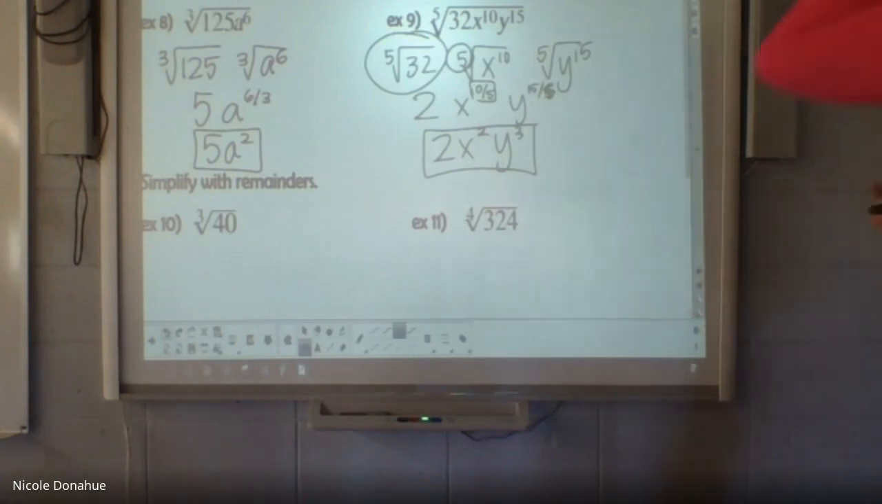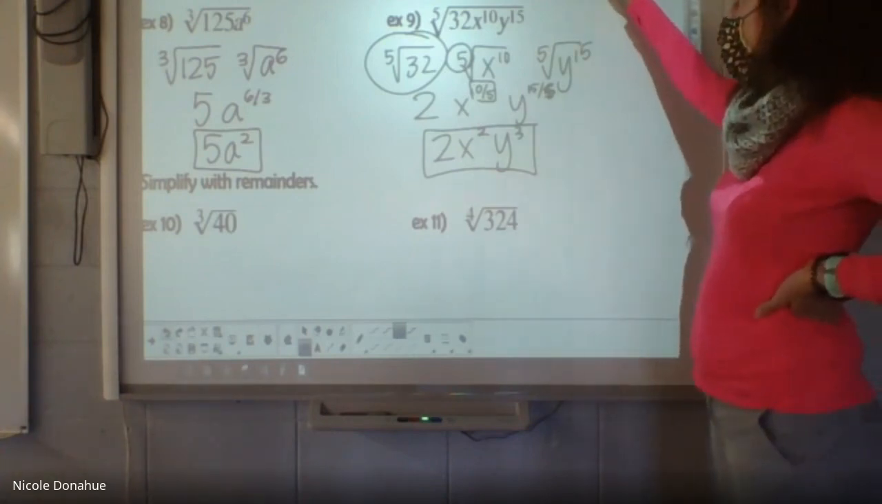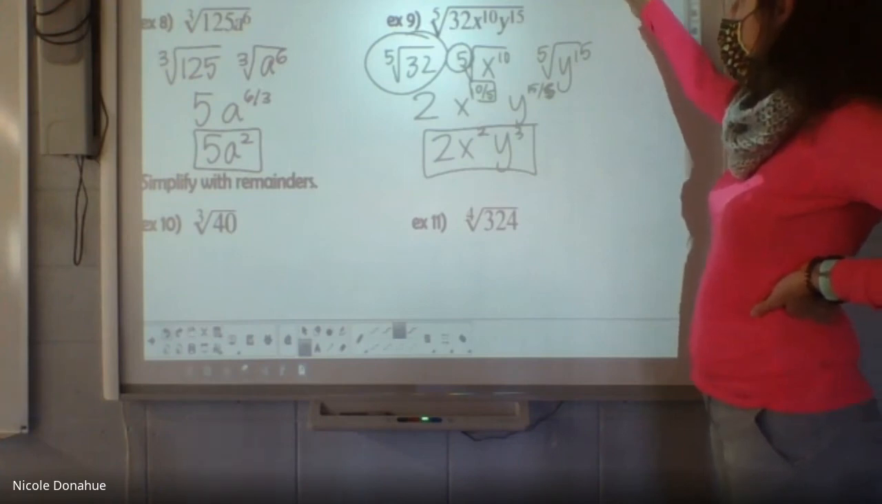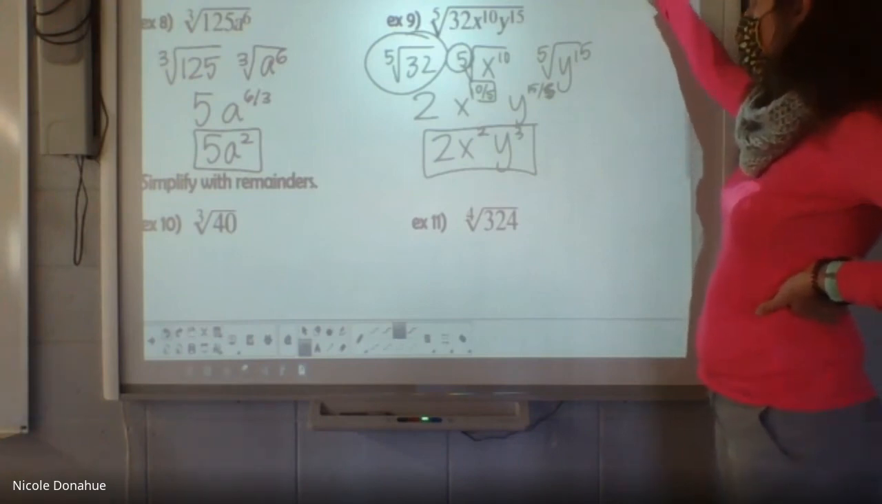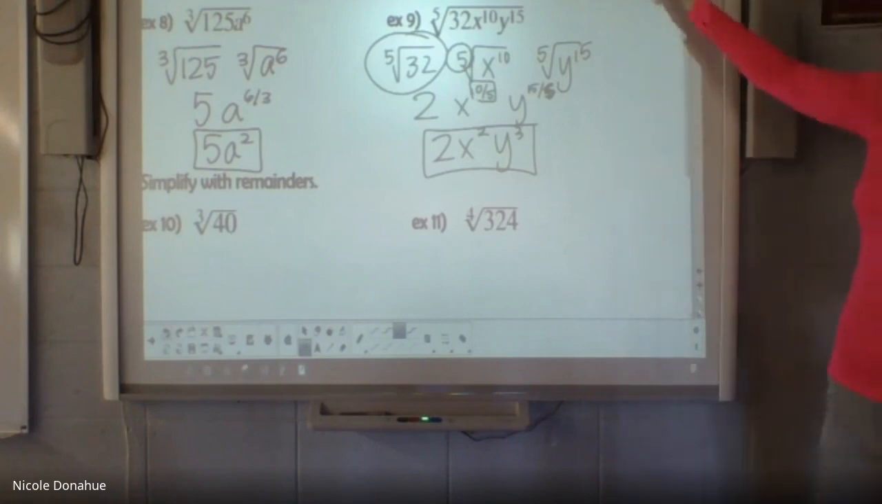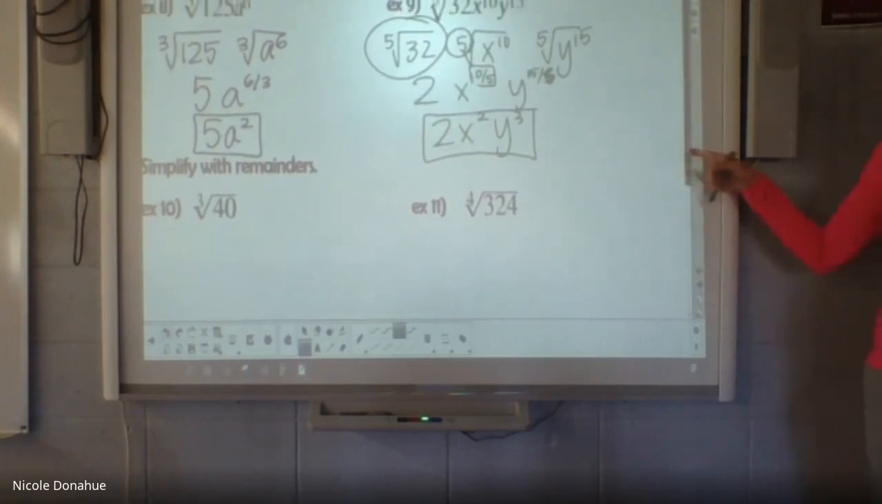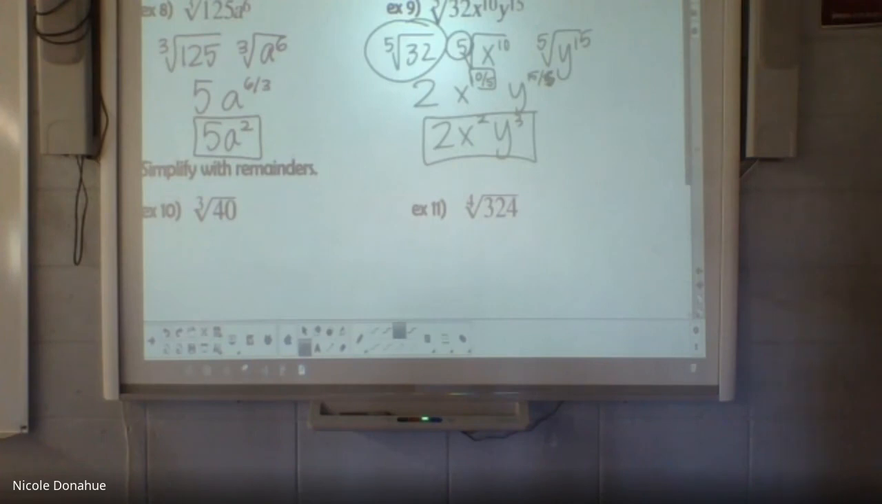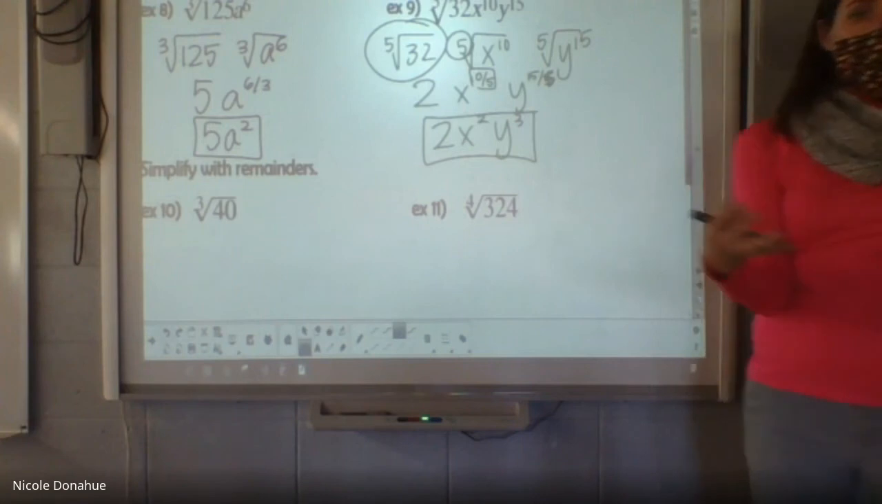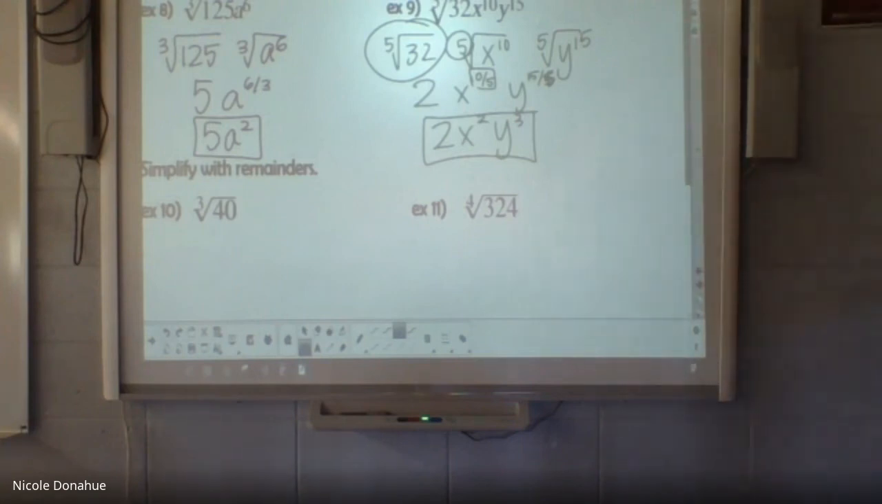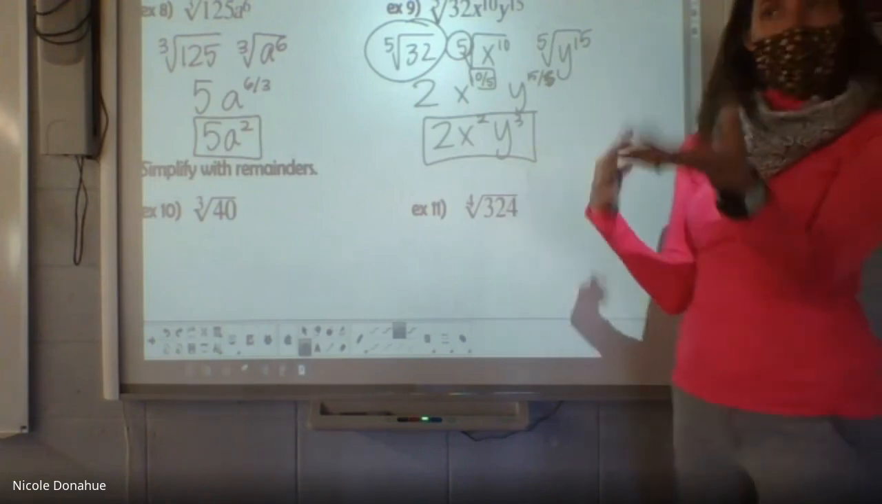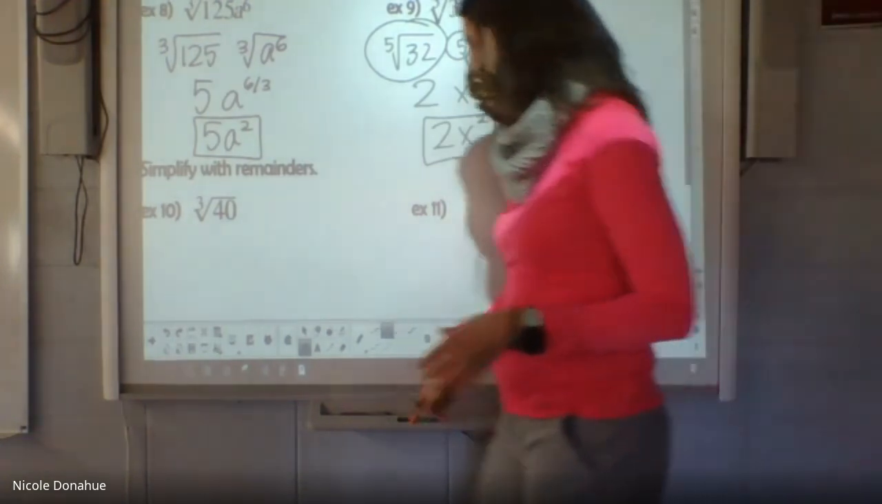If I have a to the 24 over 4, this would be a to the 6th. You can just simplify that fraction. Now, these all work super nicely because they divide in evenly. 10 divided by 5 is 2. 15 divided by 5 is 3. What happens if that's not a nice whole number? What if that doesn't go in evenly? That's where these remainders come in.